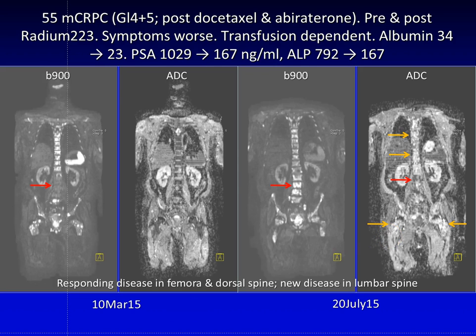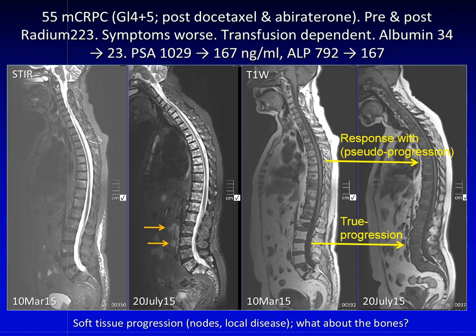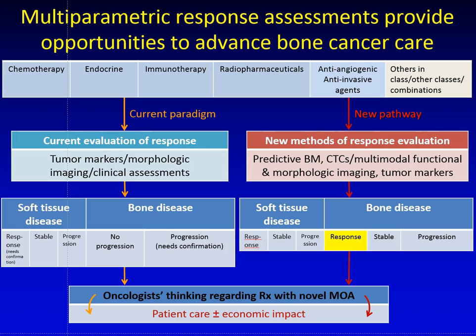So in fact this represents a differential response. This increase in water in the dorsal spine is in fact response. This is pseudo-progression on the T1 sequence. However, in the lumbar spine, this minor increase in signal intensity in fact represents true progression. So a very interesting illustration of the pseudo-progression phenomenon, and also of the ability of MRI to demonstrate heterogeneity.